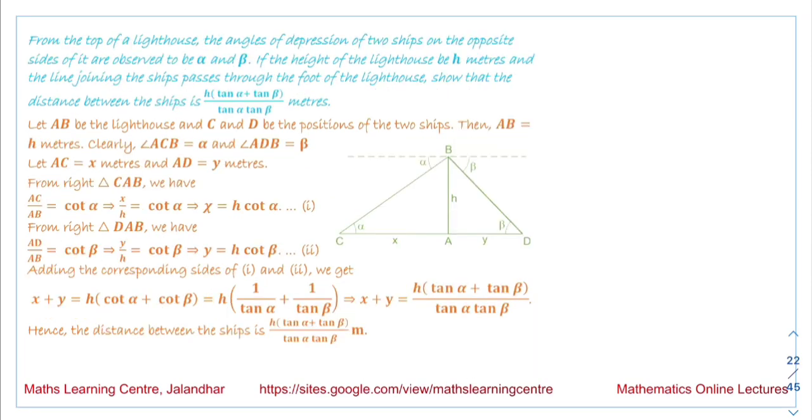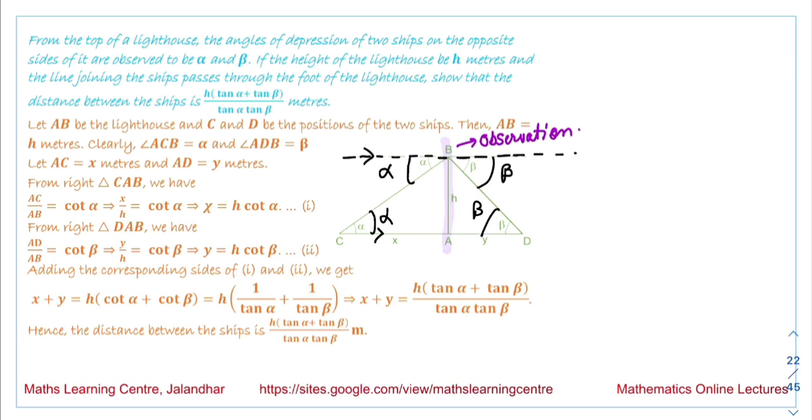Now the next we have is: from the top of a lighthouse, the angles of depression of two ships on the opposite sides of it are observed to be alpha and beta. So we are saying this lighthouse AB is given. The point of observation, this is B. The horizontal line, if we draw over here, is this line. Now the angles of depression are given to be, this angle is alpha and this angle is beta. If this angle is alpha, these two lines are parallel, so this angle is also alpha and this angle is beta.